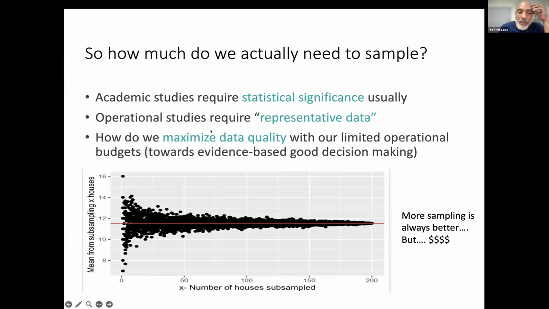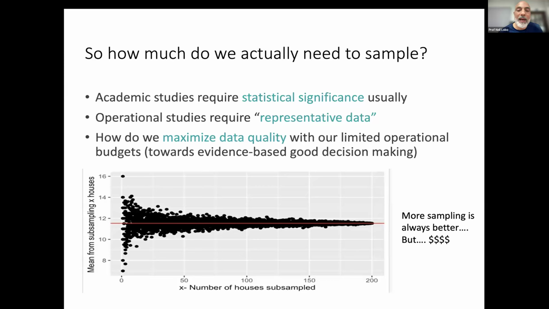So academic studies, when you're doing academic research, we want statistical significance, right? And usually for statistical significance, we have to sample a whole lot. But when we're doing operational studies, for ministries of health, for decision making on what insecticide to use, where is our transmission coming from, then we need representative data. We need data that is representative of our geography. We do not necessarily need statistically significant data. Statistically significant data is the best data possible, but we don't have the funds.